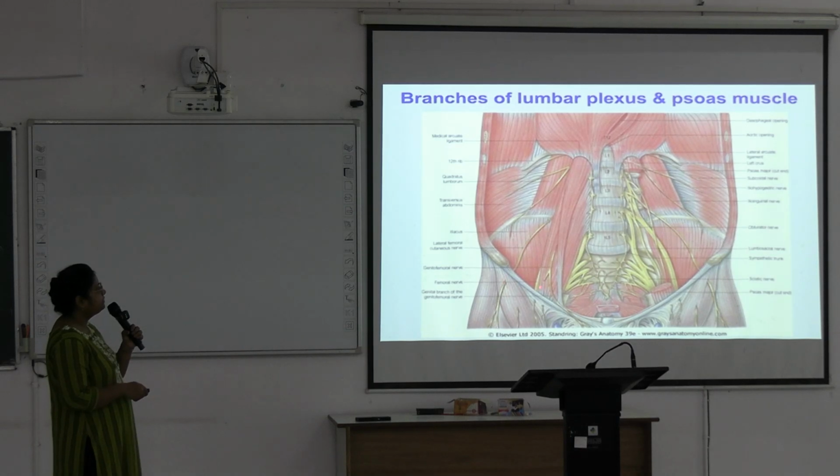Coming out from the lateral border, the thick nerve is the femoral nerve, and coming out from the medial border, here will be the obturator nerve. Here is the femoral nerve, here is the obturator nerve. Obturator nerve will lie medial to the psoas major. Okay, and this is formation of sacral plexus.